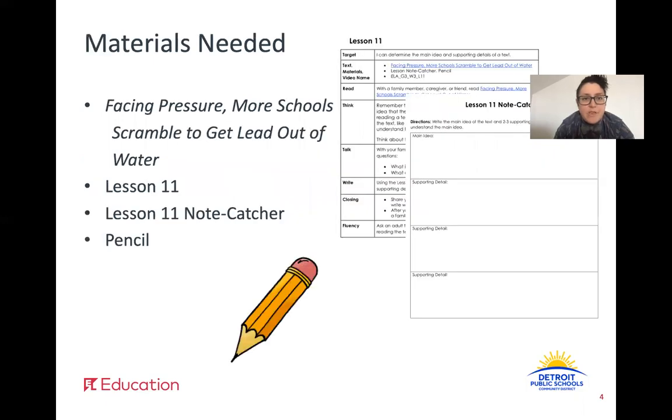Let's make sure you have everything you need for today's lesson. First, make sure you have a copy of the text, Facing Pressure, More Schools Scramble to Get Lead Out of Water. Just as a reminder, we'll be using this text all week, and it's located in your ELA packet on page 32. You'll also need a copy of Lesson 11 and the Lesson 11 note catcher on pages 36 and 37 of your ELA packet. You're also going to need a pencil to write with. Pause the video here and make sure you have all the materials you need for this lesson.